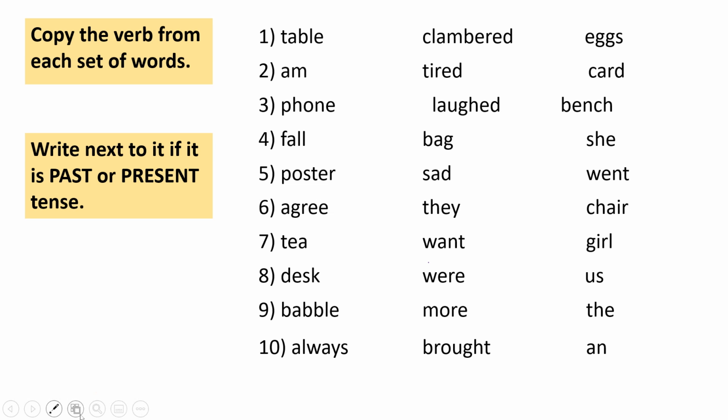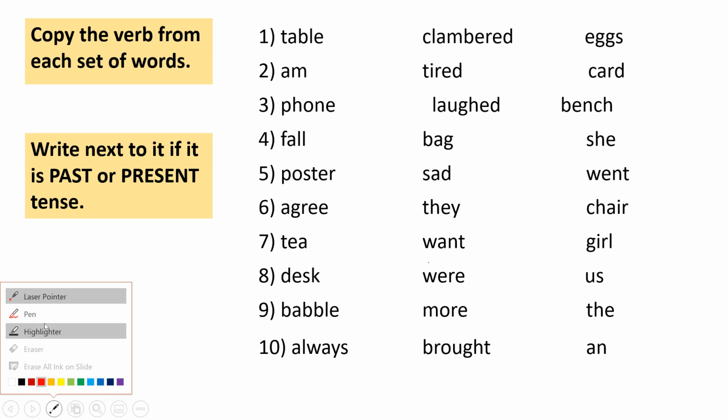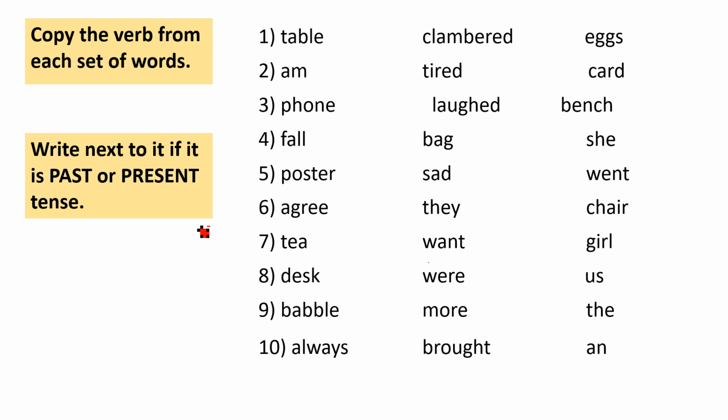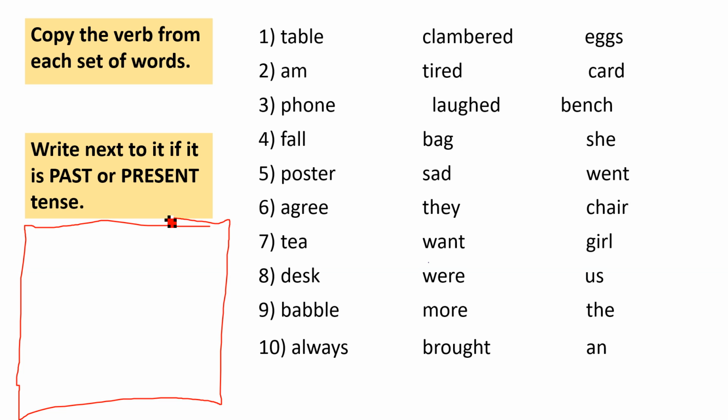So I'm going to pretend that this little space down here is my exercise book, and this is what I'm going to write. So number 1, we have table, we have clambered, and we have eggs. So I need to figure out the verb. Table isn't a doing word or a state of being, and neither is eggs. So I know the word that I'm looking for is clambered.